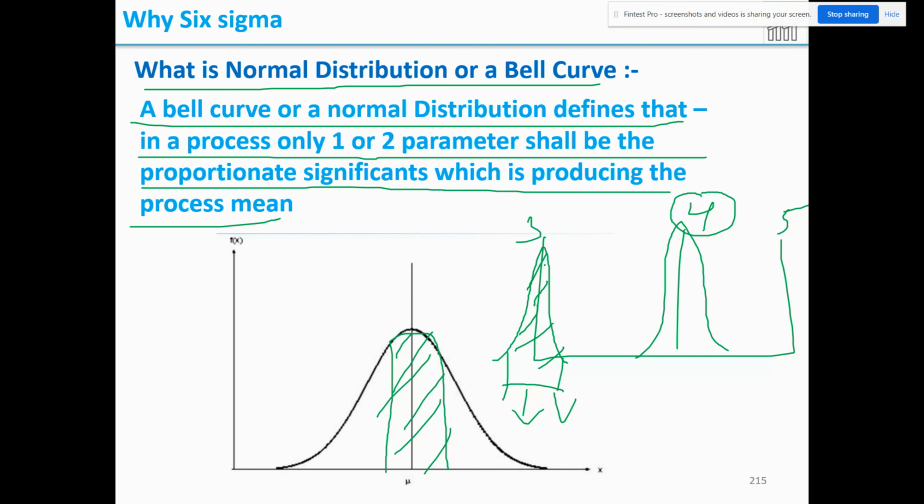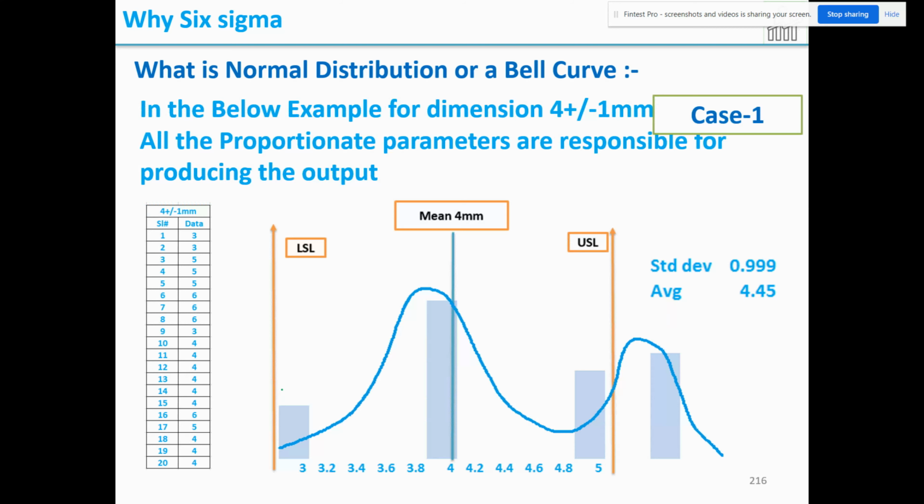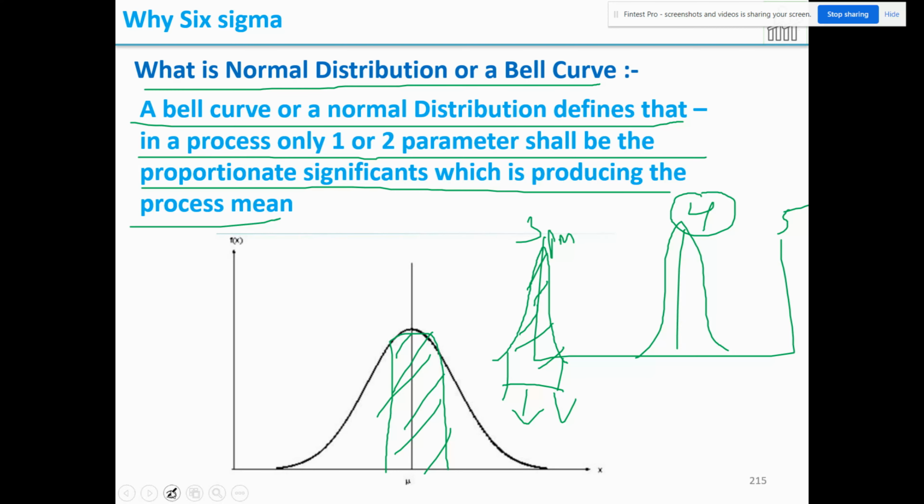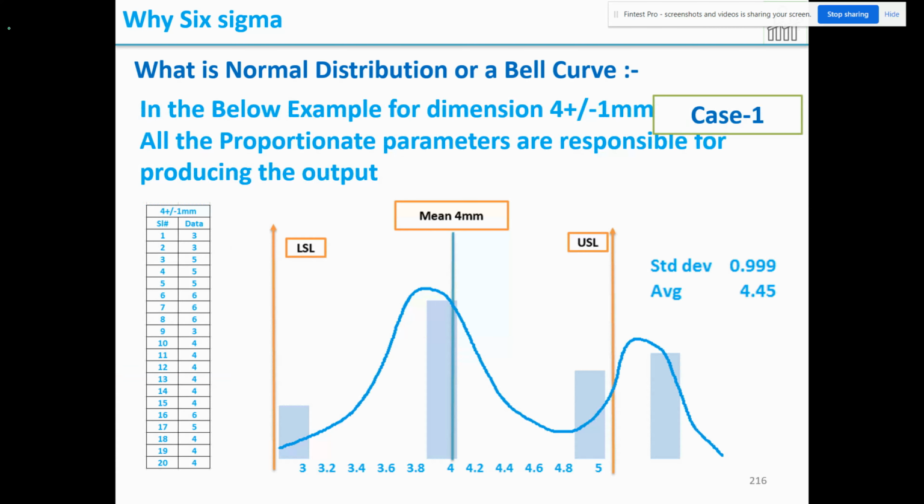Then when your process mean and drawing mean overlap, we say the process is capable as well as meeting the requirement. So that is about normal distribution. So now you understood. Now, in the below example, for dimension 4 plus or minus 1 mm, all the proportionate parameters are responsible for producing the output.